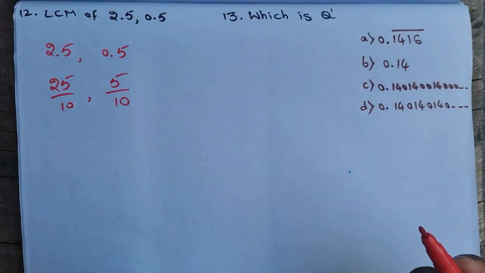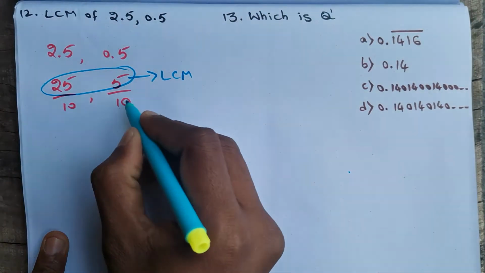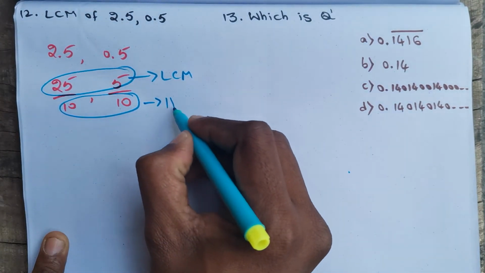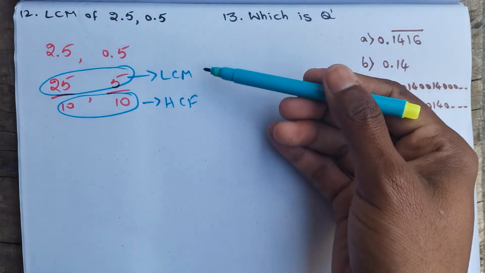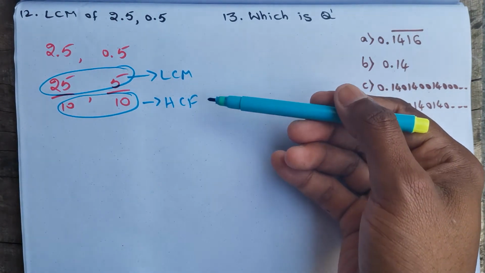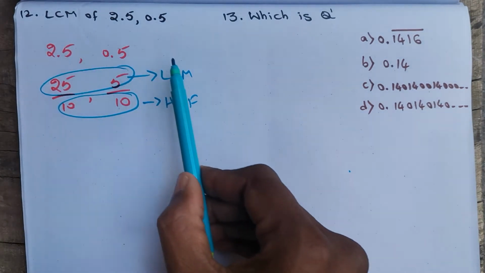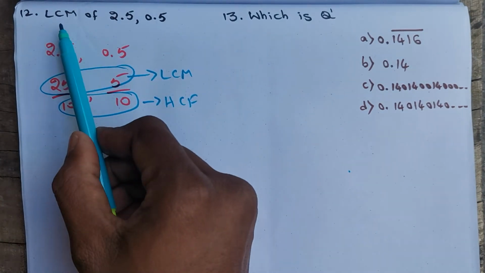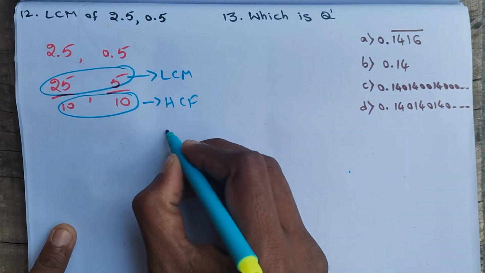Here we are finding the LCM. So for the numerators, find the LCM. For the denominators, find the HCF. In case they are asking HCF, find HCF for numerators and LCM for denominators. Which one are they asking? That one for numerators. They are asking LCM, so LCM for numerators. 25 and 5 LCM.